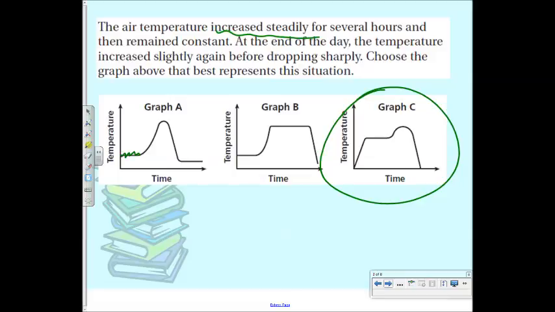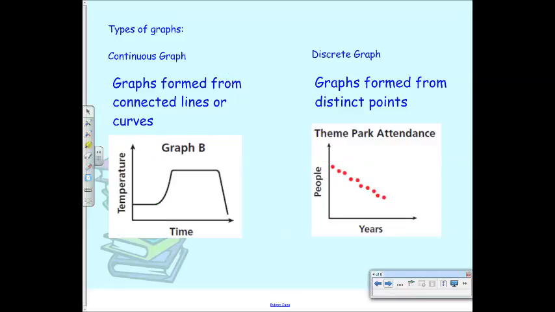Okay, so we've got two different types of graphs. We've got a continuous graph, and we've got a discrete graph. Just looking at the pictures, can someone tell me what the difference is between a continuous graph on the left and the discrete graph on the right? What's the difference there? What do you think? Angel? They have different. Yeah, one has dots and one is a line, right?